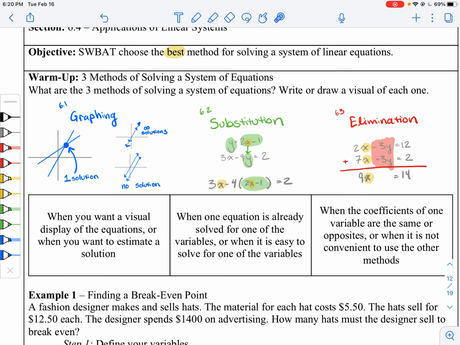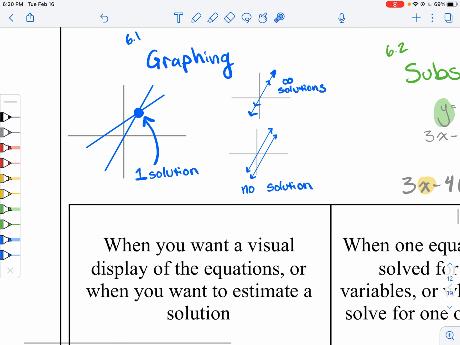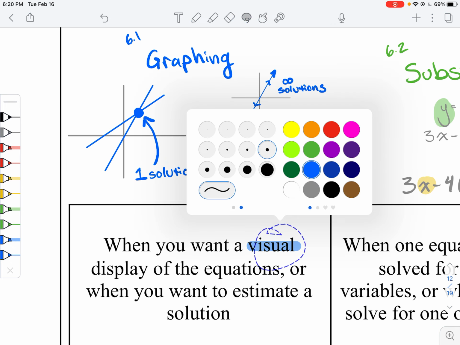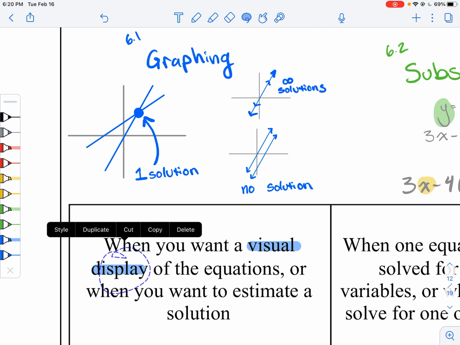Here's also a cheat sheet of when to use your methods. Graphing is super easy. If you have a graphing calculator, it's really helpful if you need to see what's going on, if you want a visual display of the equations. It's also helpful if you just need an estimate. If you don't need an exact answer, you can just look at the graph and go, oh, when x is like 4. So if you just need to estimate, you need to get close, graphing is good.